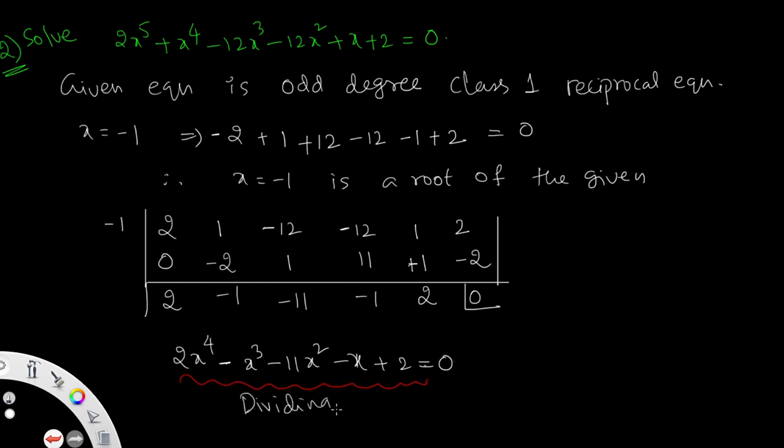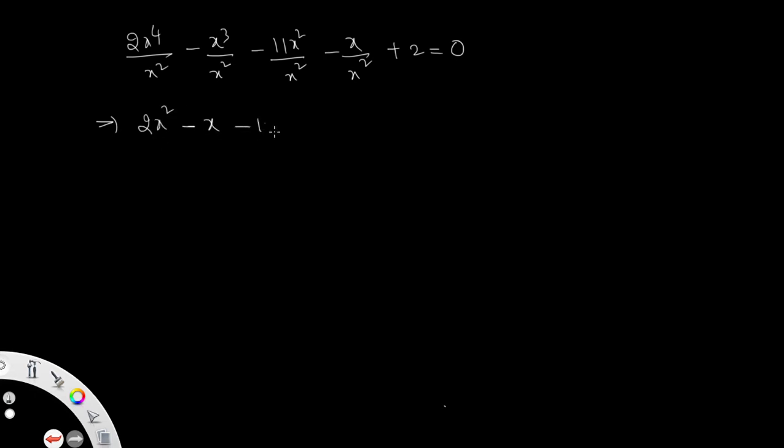Dividing by x square, as in the previous problem method only. So dividing each and every term by x square, that is 2 into x power of 4 by x square, minus x cube by x square, and then minus 11x square by x square, and then minus x by x square plus 2 equal to 0. Then it is 2x square minus x minus 11 minus 1 by x plus 2 equal to 0.